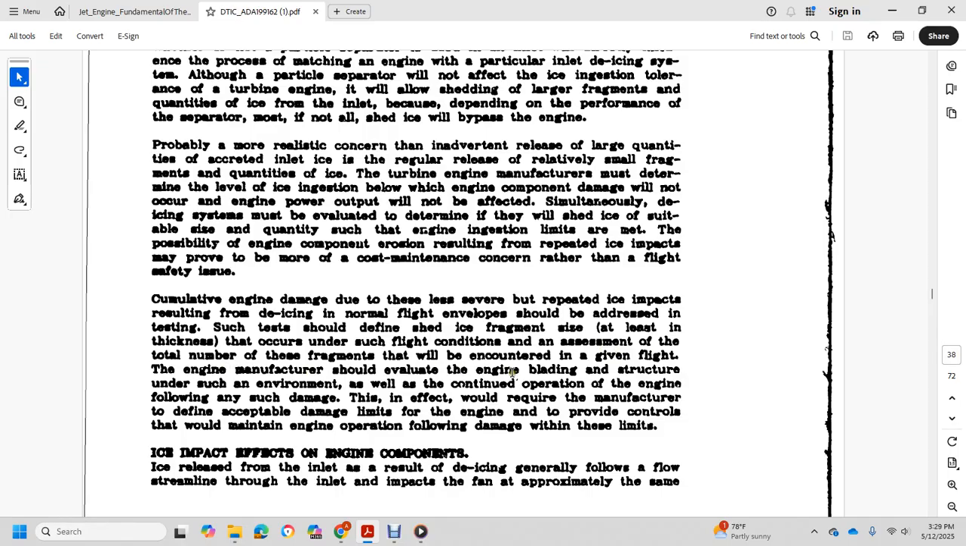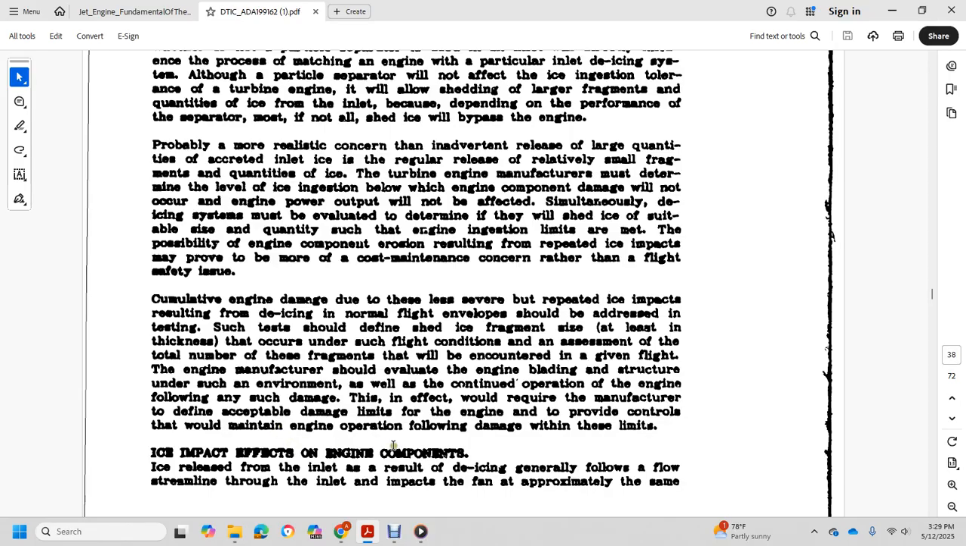Engine manufacturers should evaluate the engine blading and the structure under such an environment, as well as the condition of operation of the engine following such damage. This requires the manufacturer to define separable damage limits of the engine, to provide control that would maintain engine operation following the damage within these limits.